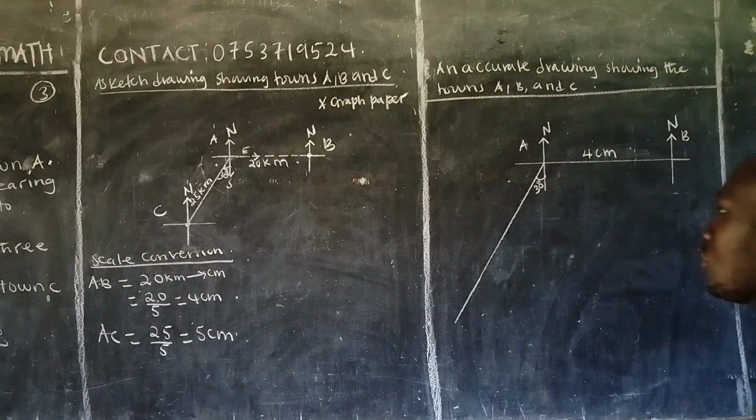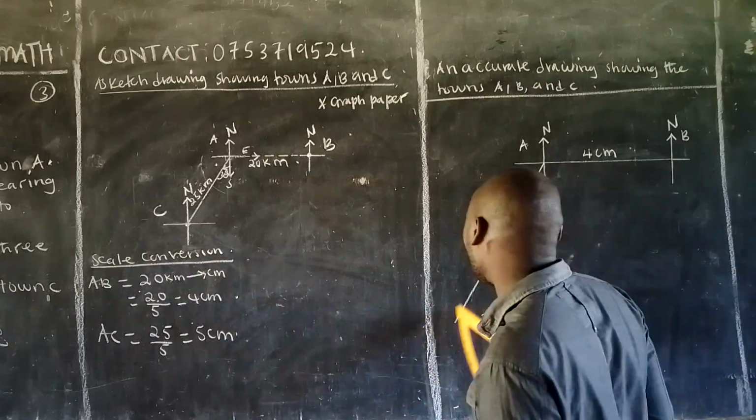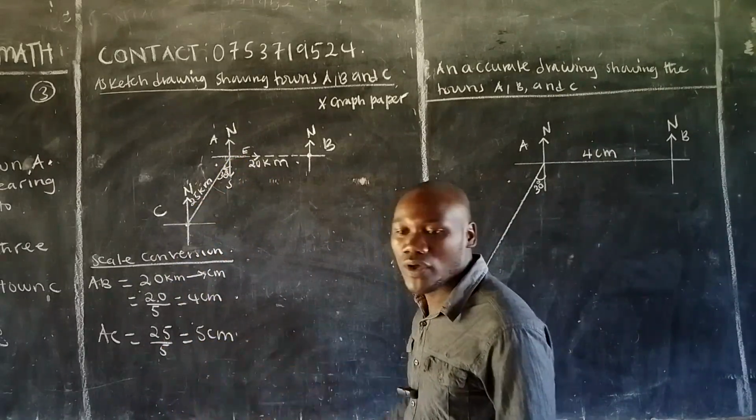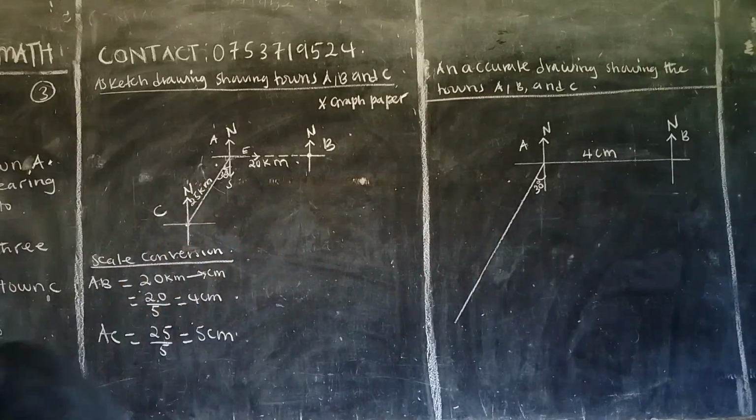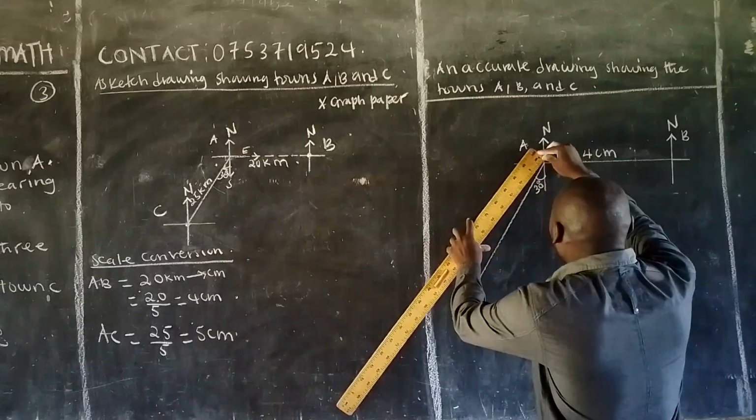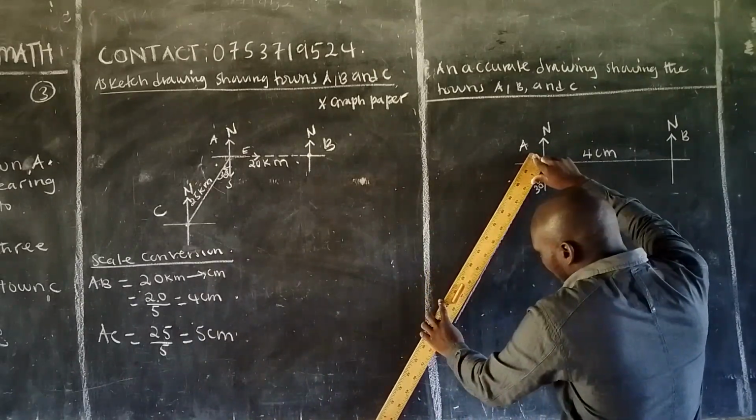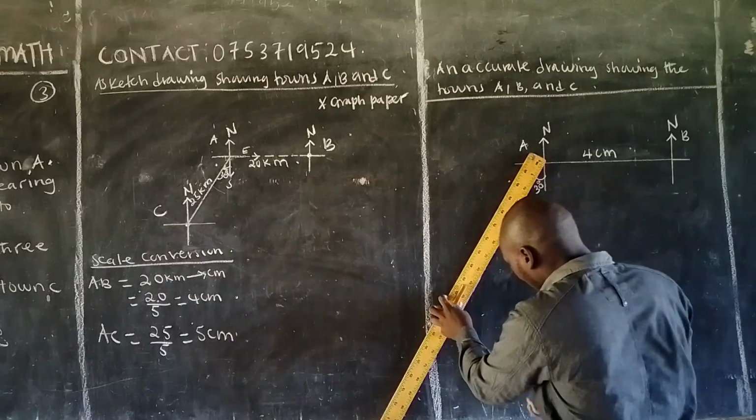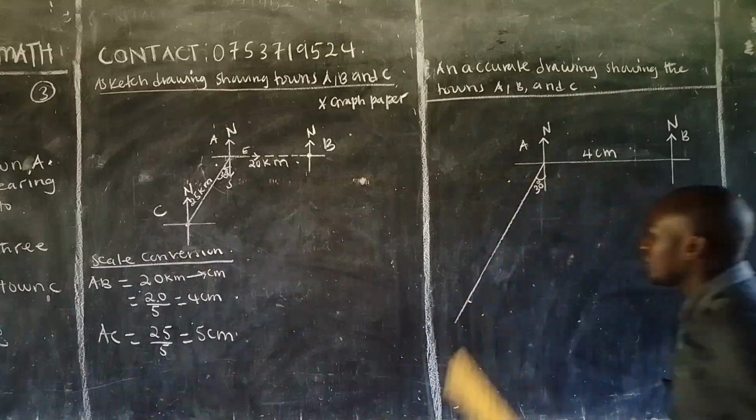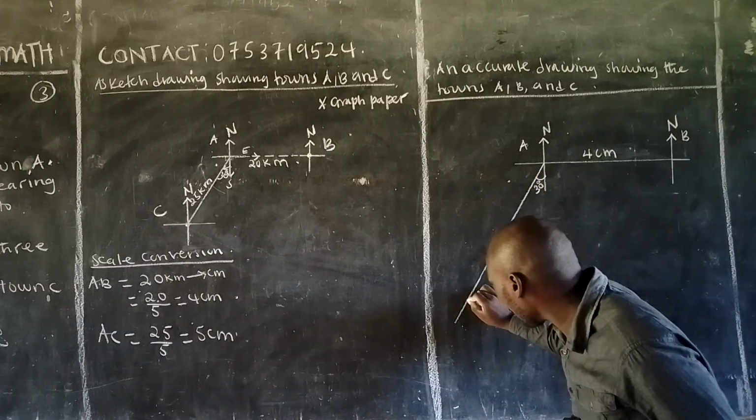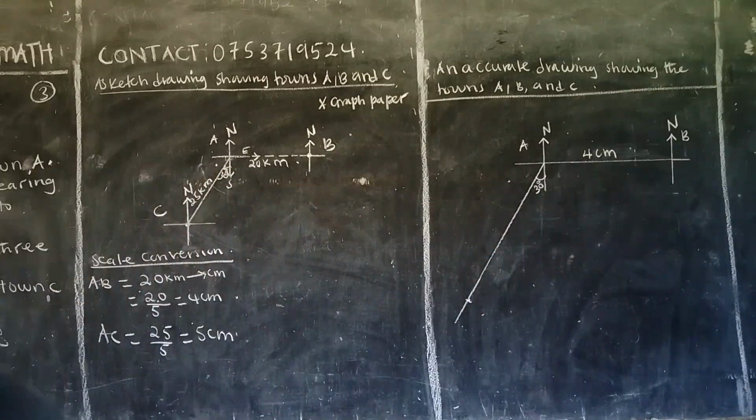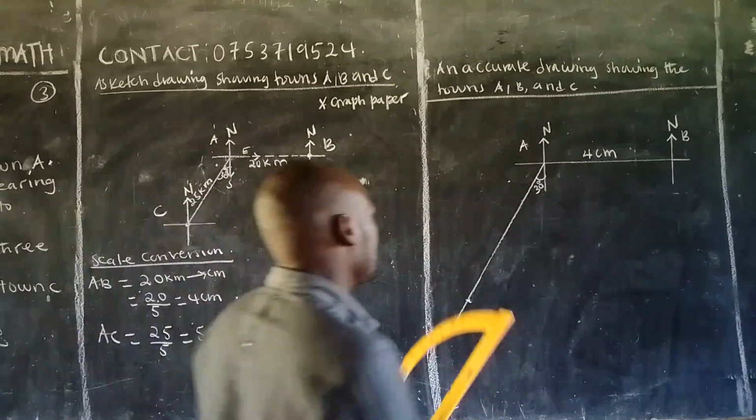Now, from there, you now need to know where is town C. Town C comes with a certain distance. From here up to here, it is 25, but 25 is the same as 5 centimeters. So if it is 5 centimeters, you as well come and measure off 5 centimeters on this from A. According to my ruler, that's where it ends. It ends somewhere there. All right, good. Then I'll read my town C there.